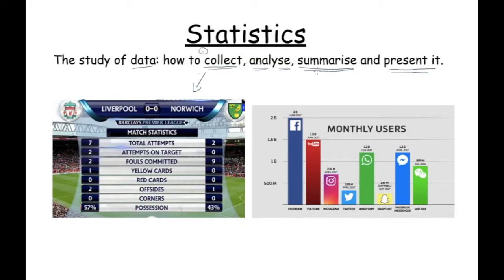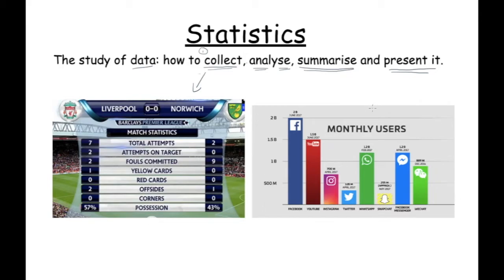So they summarized it. So all of these are summaries. These are just summed up. They're the simple statistics that people want to know. And then they presented it. So they presented it just like this. So we can see Liverpool's information is on the left and Norwich is on the right. And the titles of all the different types of data are in the middle.